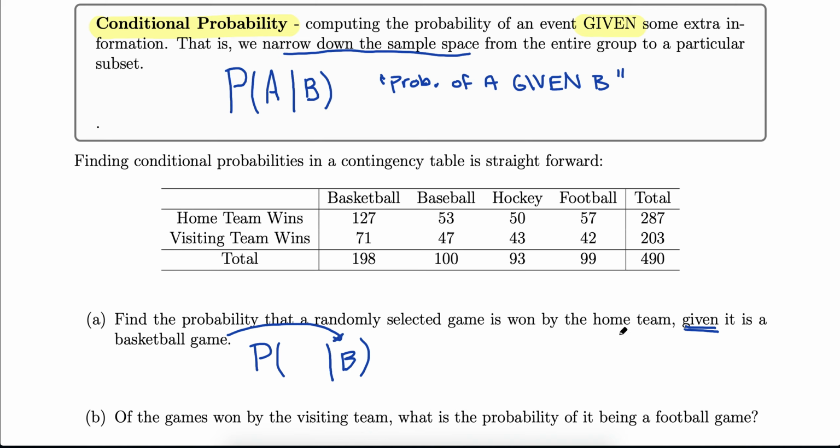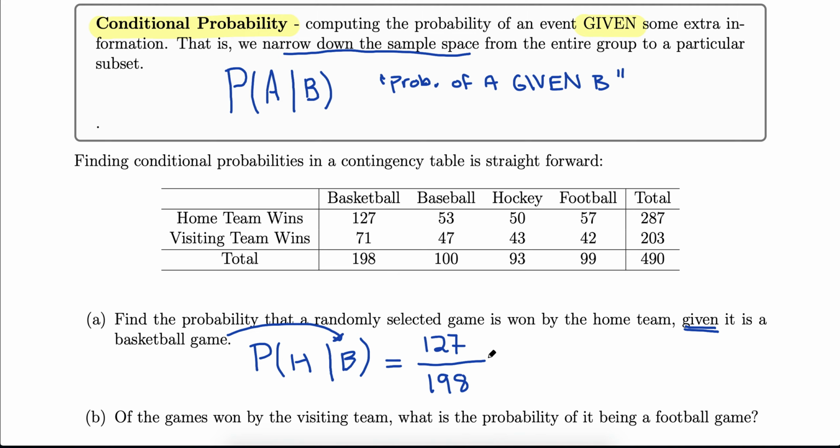And we're interested in finding the probability the home team won. So that's what I'm curious about, probability of home team winning given this information that we're only looking at basketball games. So no formula is needed. If I'm just talking about basketball games, I can kind of ignore all of this other stuff, and I'm just looking at this column of basketball games. So now I've narrowed down my sample space. Instead of all 490, I'm looking at 198 basketball games. I've narrowed it down to 198. And out of those, 127 were won by the home team.